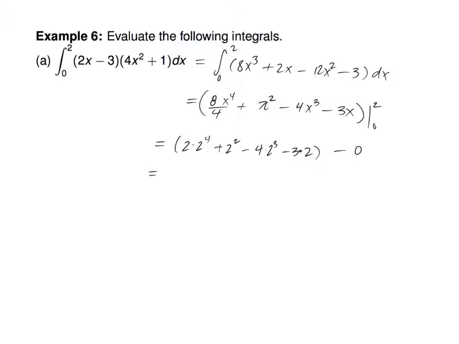So what's 2 to the 5th? 2 squared. Okay, minus 2 cubed is 8 times 4 is also? 2. Minus 6. So I think this is negative 2.